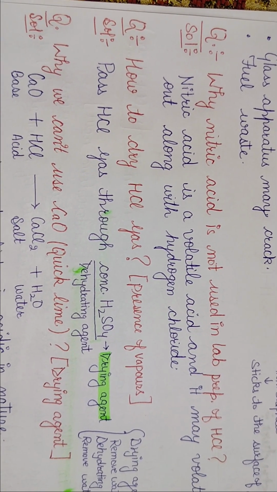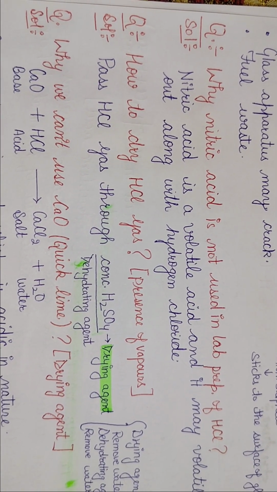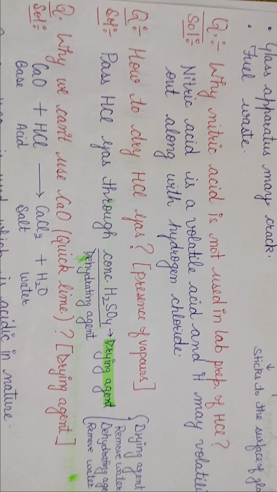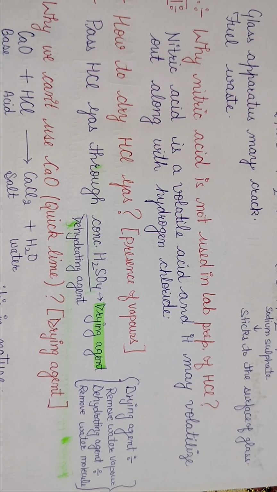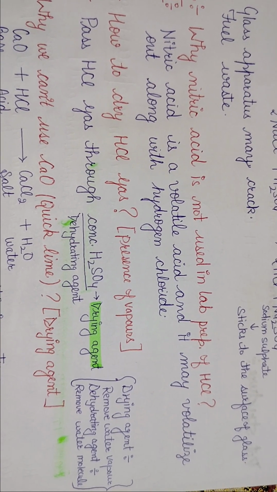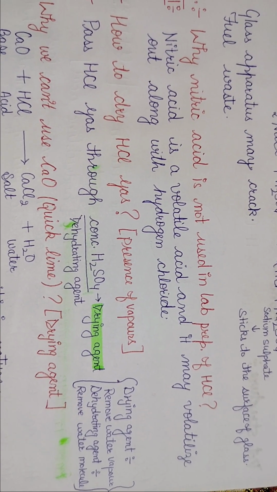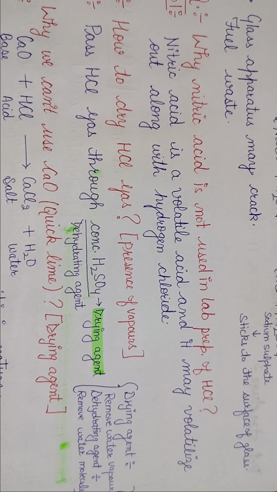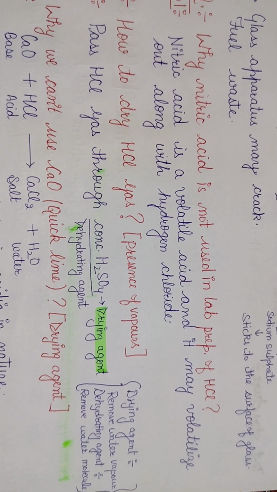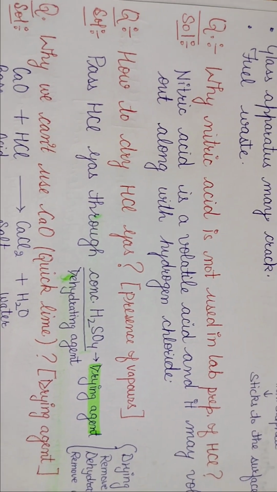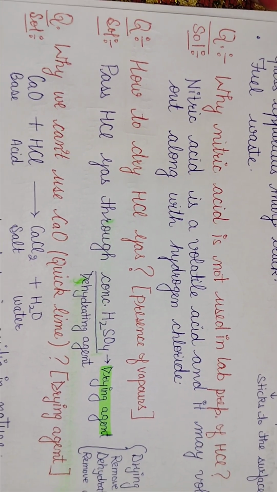Here we are using H2SO4 as a drying agent and not a dehydrating agent. The reason is that a drying agent removes water vapors, while a dehydrating agent removes water molecules. Okay. So here we have to remove the water vapors that are present in the HCl gas, so we are using this concentrated H2SO4 as a drying agent.